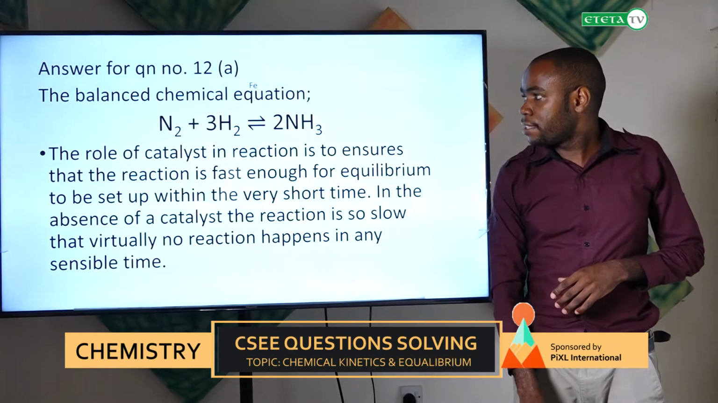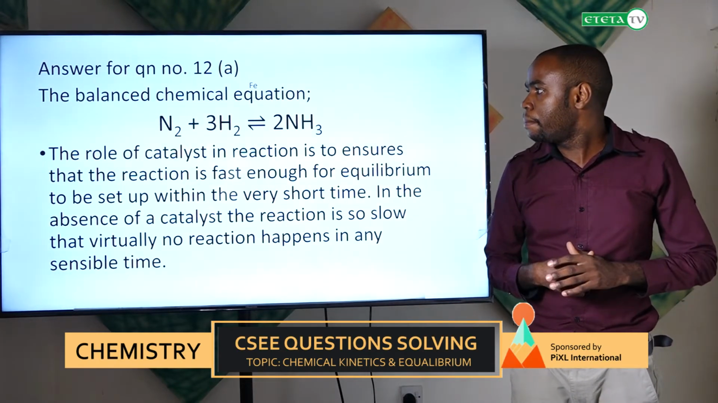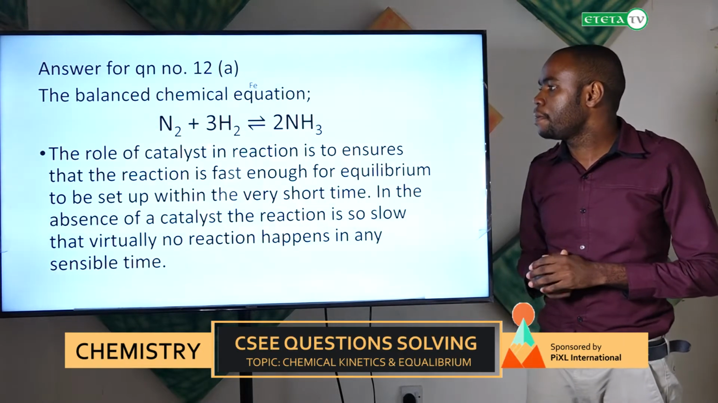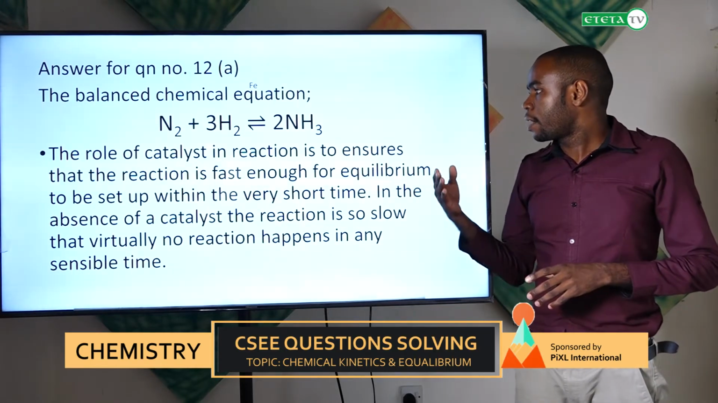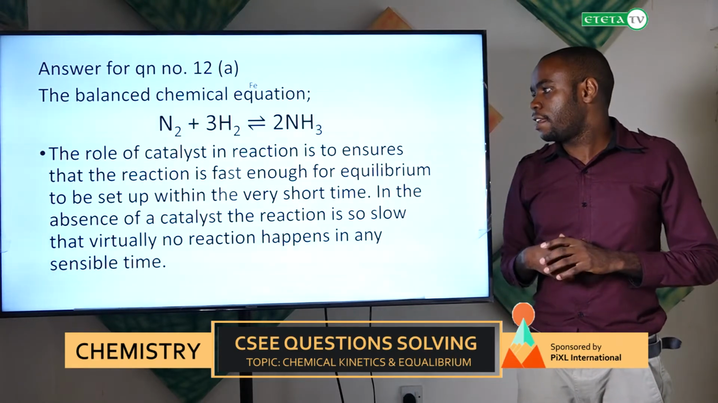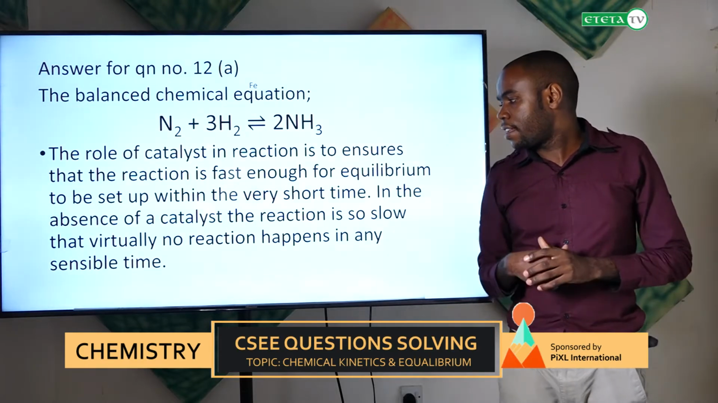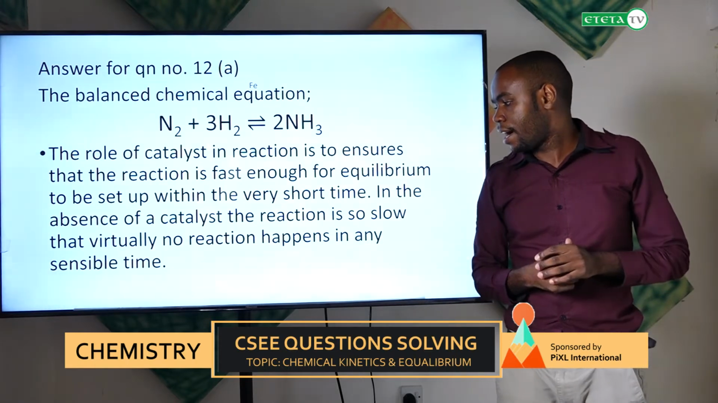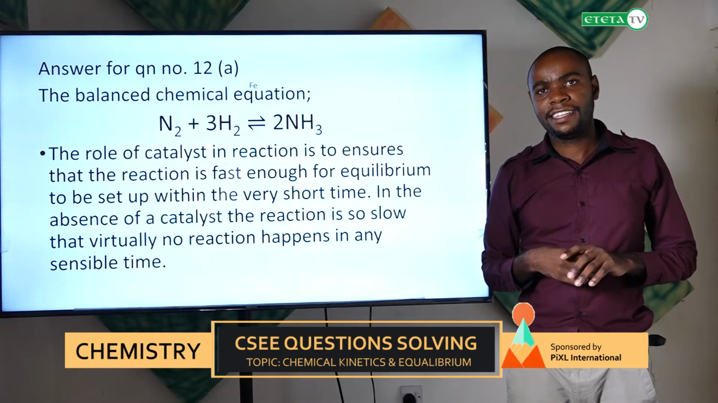The second is to explain the role played by the catalyst. The role played by the catalyst in the reaction is to ensure that the reaction is fast enough for equilibrium to be set up within a very short time. So the role of the catalyst is to ensure that the reaction goes fast and completes in a very short time. In the absence of a catalyst, the reaction is so slow that virtually no reaction happens in any sensible time. So this is the role played by any catalyst in a reaction.